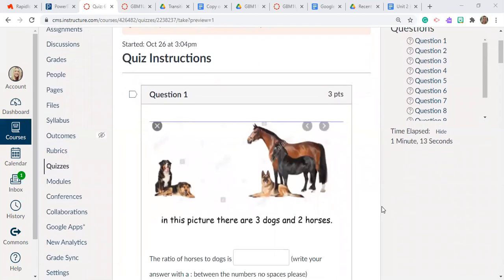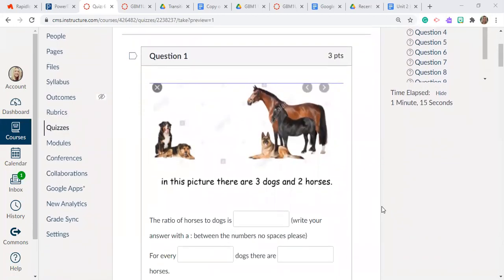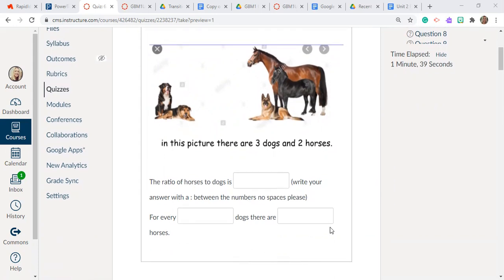Question number one. This picture shows there are 3 dogs and 2 horses. The ratio of dogs to horses is blank. Write your answer with a colon in between the numbers and no spaces. For every blank dogs, there are blank horses. Pause and do the work.